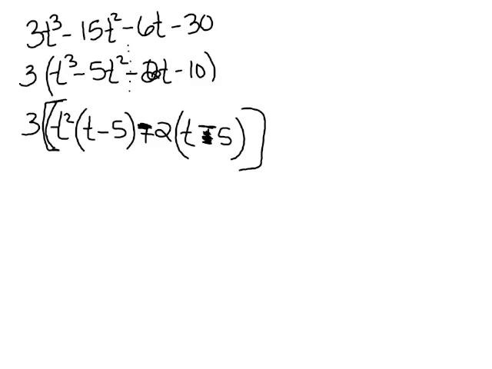Okay, now do I have a term that's the same? I've got a t minus 5 and a t minus 5. Yeah. So if I keep my brackets, then I'll have t minus 5. And then what terms are left over? I have a t squared right there and a 2.